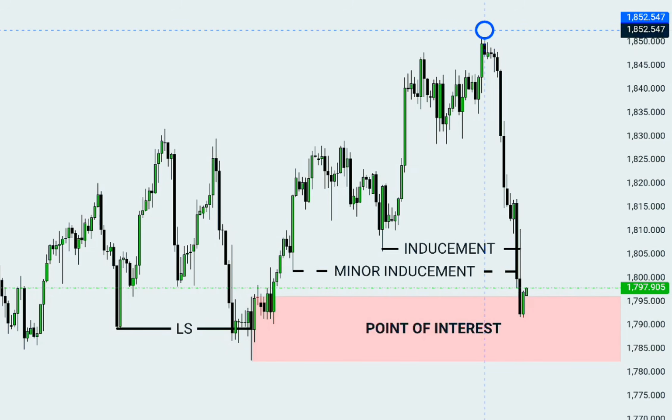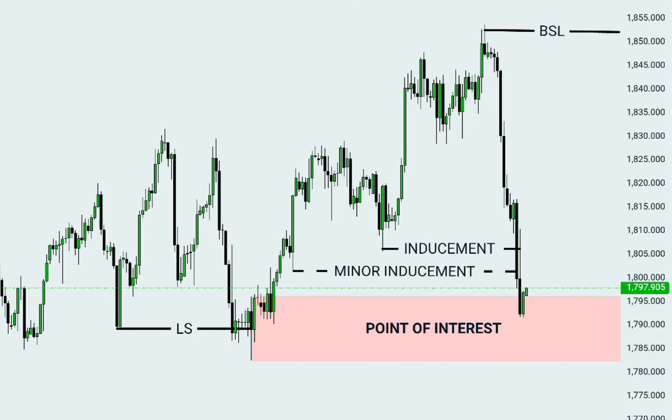Now let us focus on buy-side liquidity and its role in price delivery on the 4-hour time frame. Buy-side liquidity is found above obvious highs, equal highs, and areas where traders place take-profit orders or breakout entries. These levels represent resting buy orders that large participants use as targets for price expansion. On the chart, you can see how price gradually moves higher after reacting from the point of interest. This move is not random.